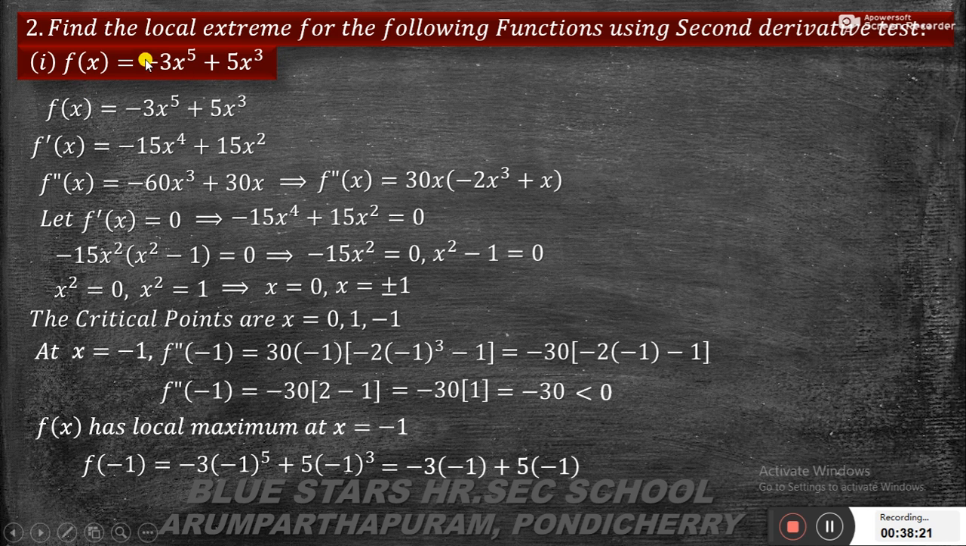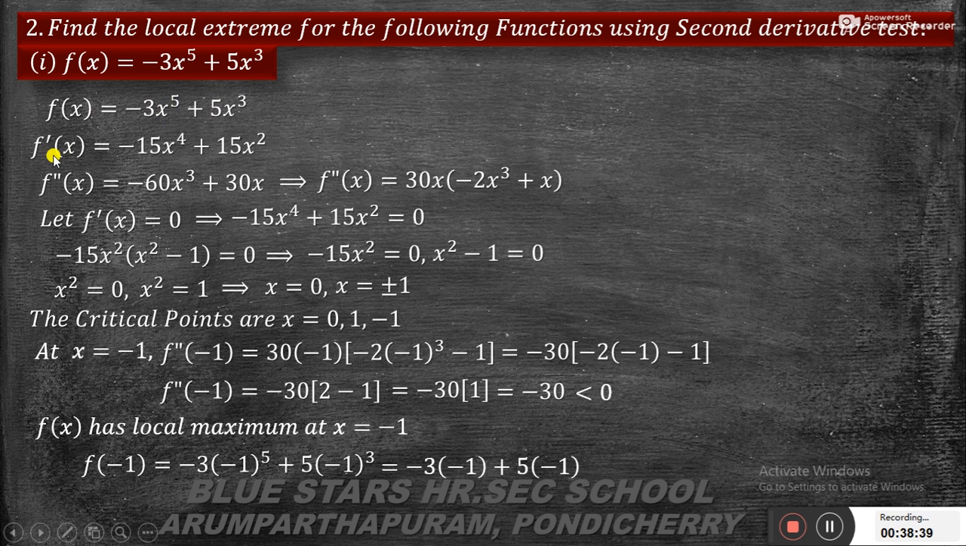This is subdivision 1. From this we find the local extrema. They ask us to use the second derivative, so from the second derivative we find out the local extrema. First I write the given function: f of x equal to minus 3x power 5 plus 5x cube.